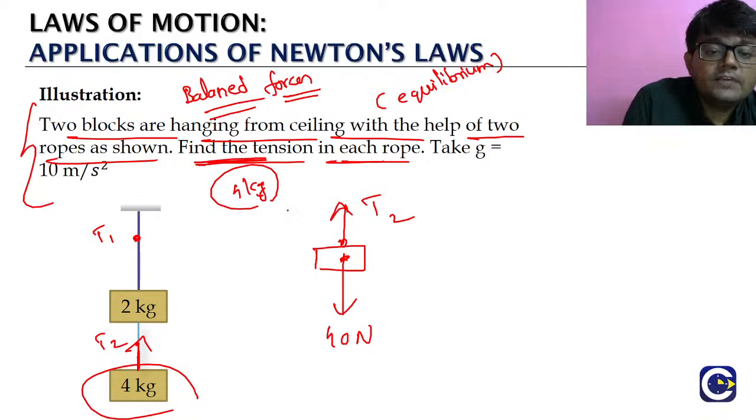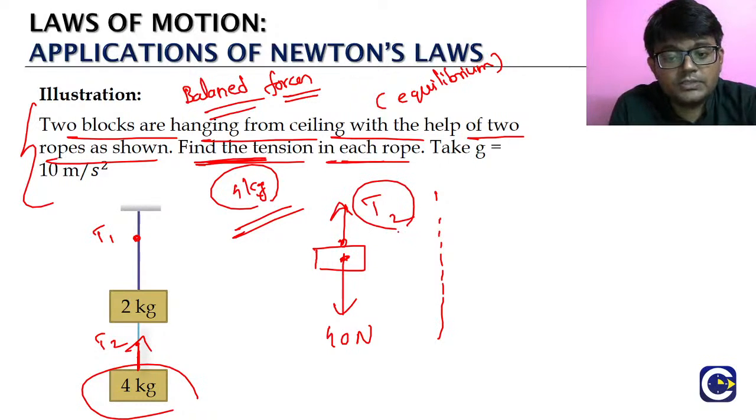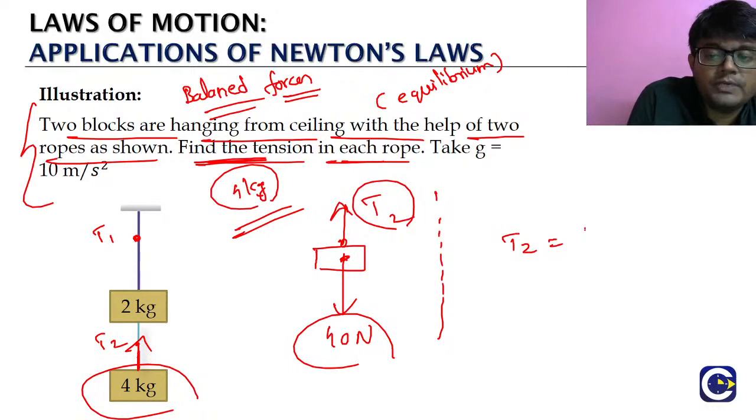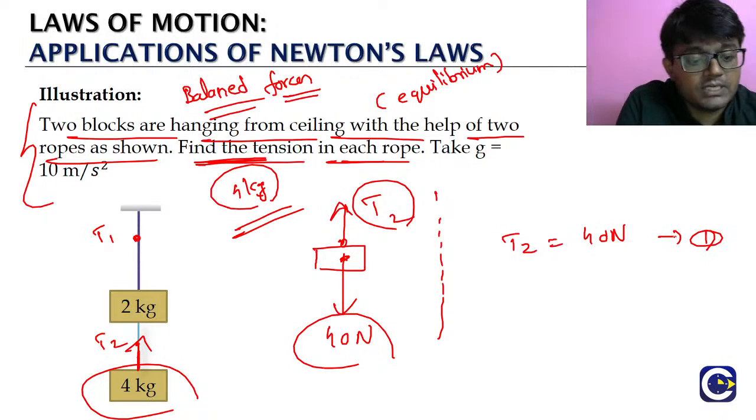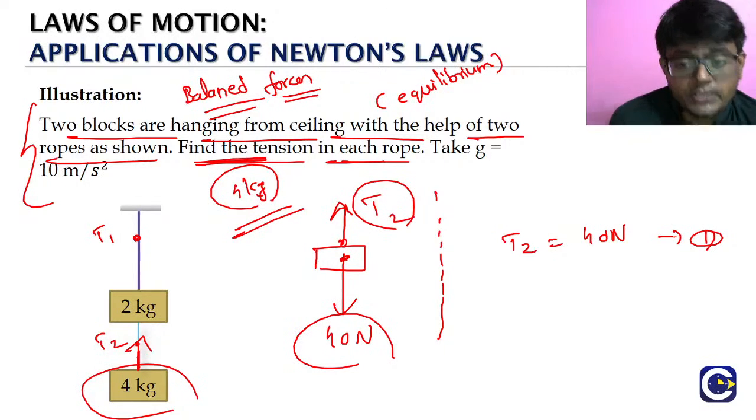Look, if you are applying the equilibrium condition, what does it mean? There is only one direction here, the vertical line. Equilibrium condition says the total upward force, how much? T2. Downward is 40. So the upward force should be equal to the downward force, right? So we got the T2 value. What is the tension in the second rope? 40 newtons. What is the tension in the second rope? 40 newtons. Okay?